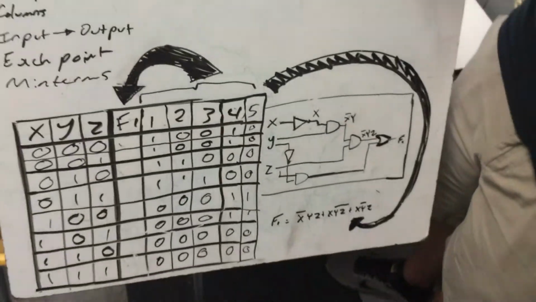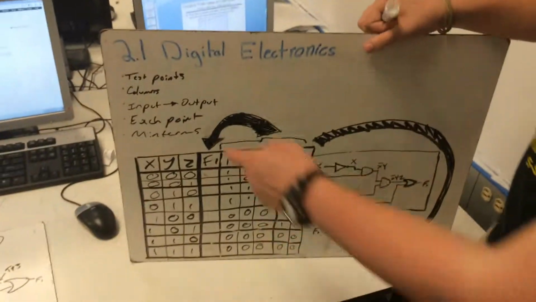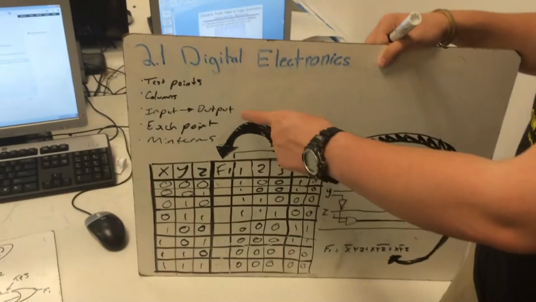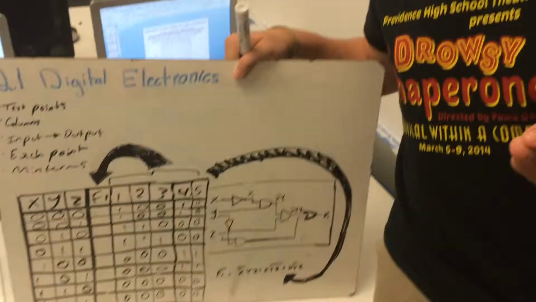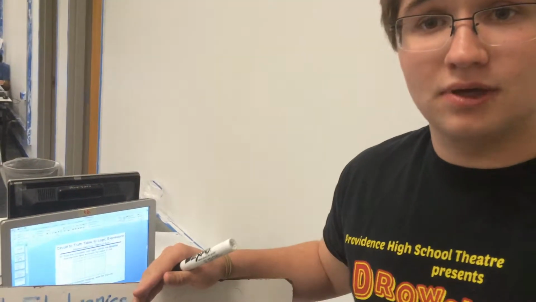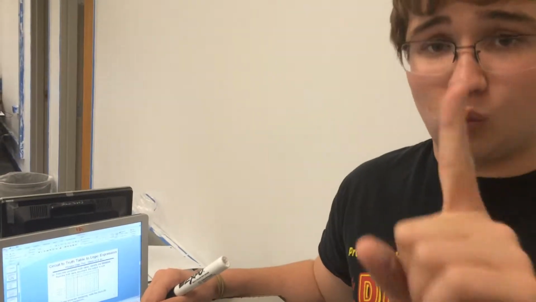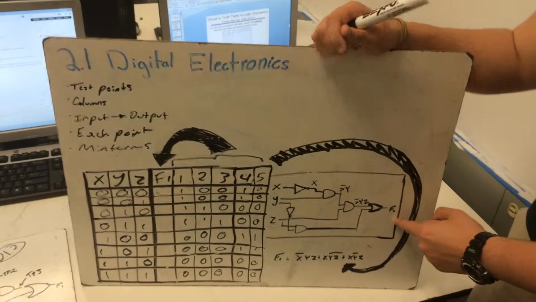Our next step is to work from the inputs to the outputs. This is the trickiest part, okay? Because you need to take your test points and follow them to see what actually outputs a 1 at the final.